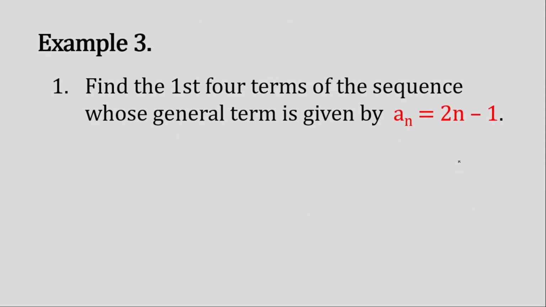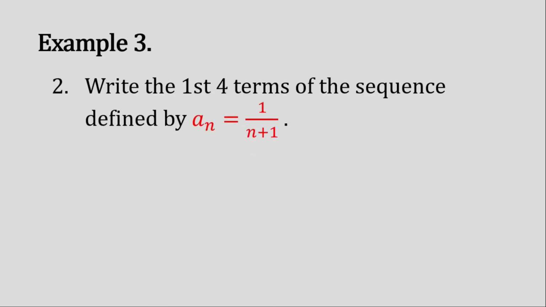Let's go to the second example. Write the first 4 terms of the sequence defined by a sub n equals 1 over n plus 1. So again, the first 4 terms are a sub 1, a sub 2, a sub 3, and a sub 4. Again, I would like to remind you that this formula is unique in every sequence. Every sequence has a different general formula or rules to follow.